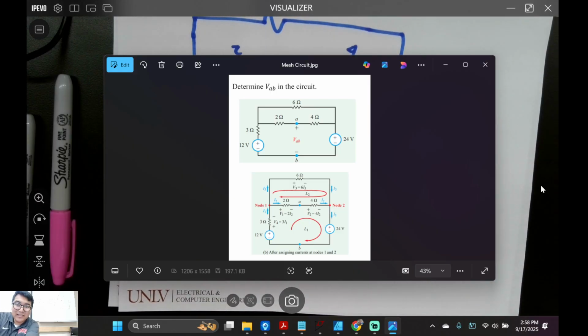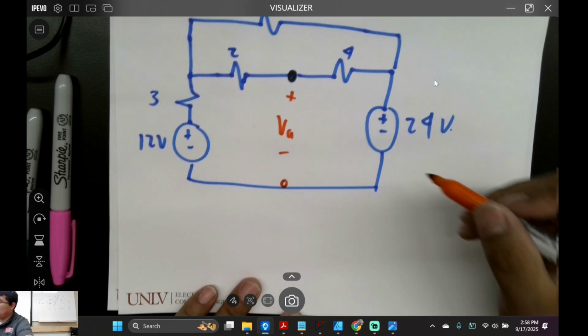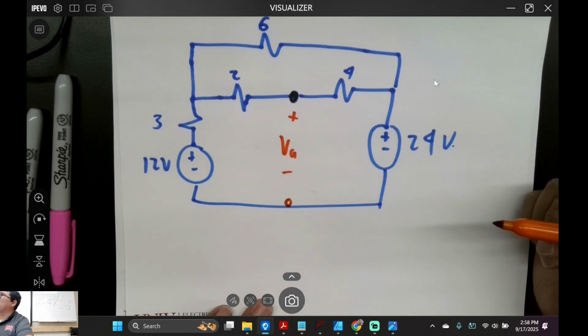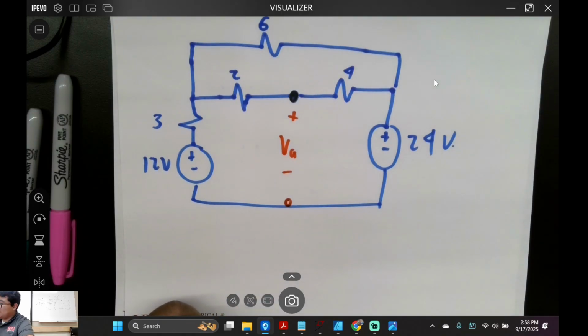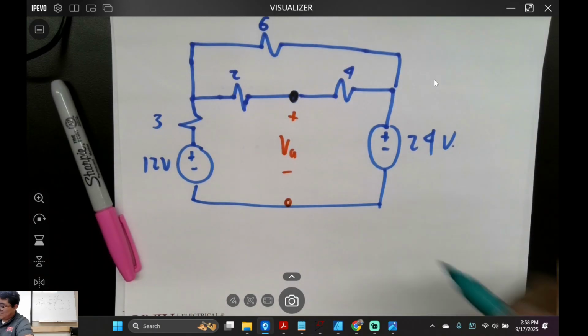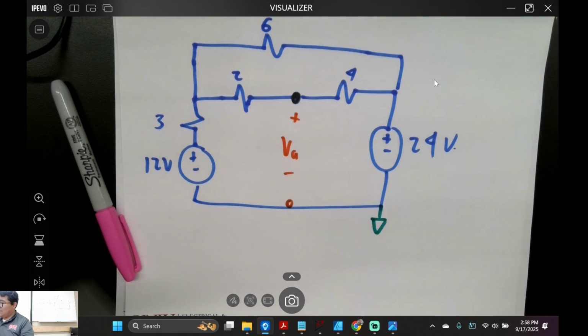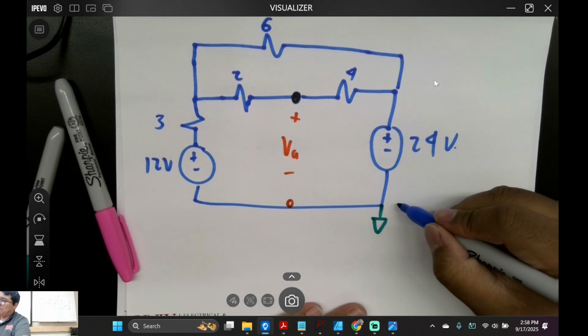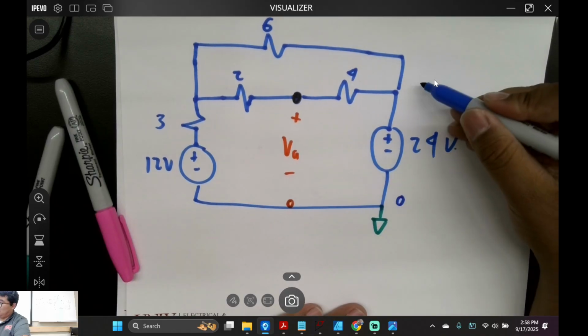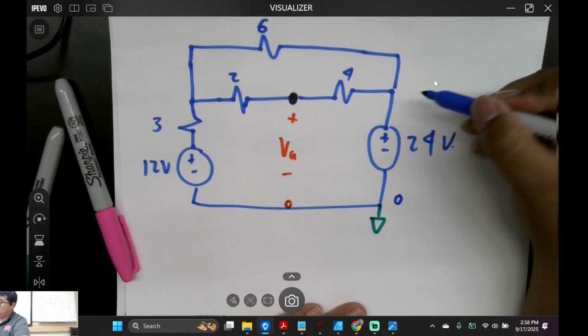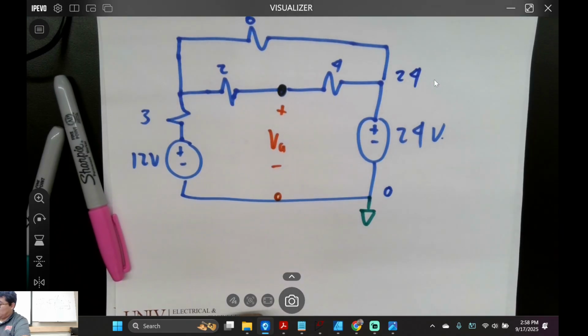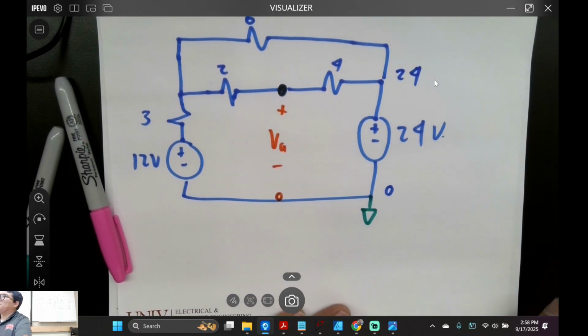Oh, sorry. Let me just look at that. Does that look like your homework? Look good? You guys like this circuit? No? Want to make it easier? Right? What's the voltage over here? What's the voltage over here? 24? So, what's the first thing we got to do?